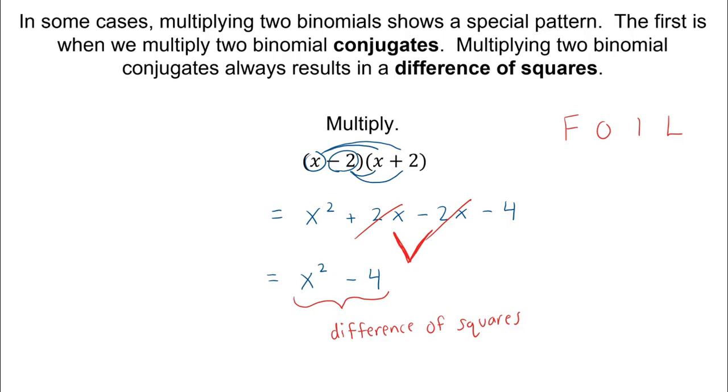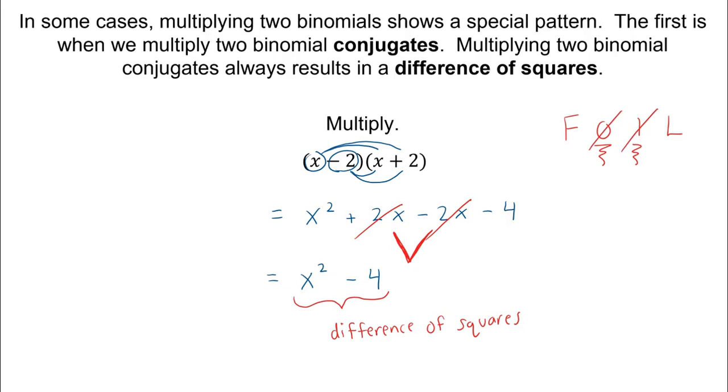The plus 2x was a result of multiplying the outer terms. So the plus 2x was the O part of our FOIL. And the minus 2x was the I part of our FOIL. And in the end, that O part and that I part just went away. We were able to cancel out the positive 2x and the minus 2x.